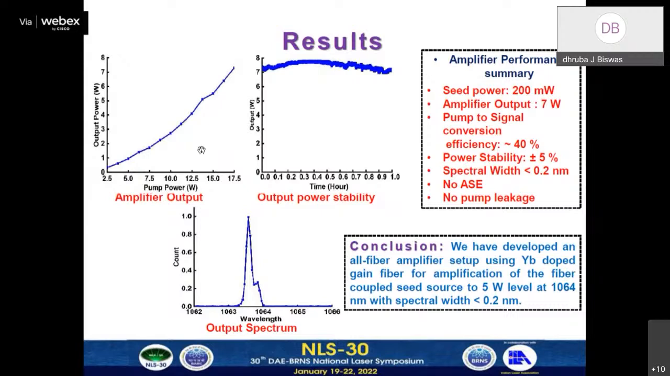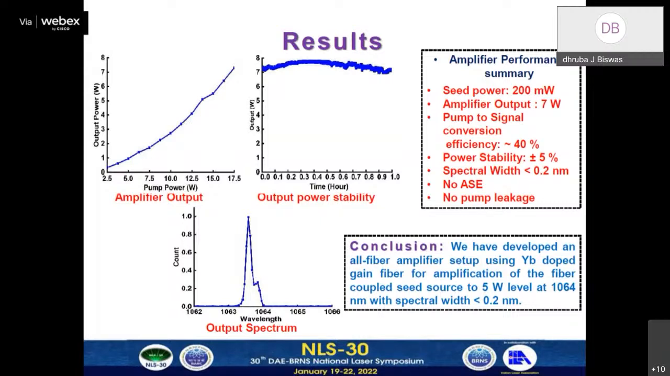Now, here I will summarize the result obtained from the amplifier. Now, it can be seen from figure 1 that amplifier output increases with increase in the pump power. And corresponding to around 17 watt pump power, we got more than 7 watt output, which corresponds to a 40% conversion efficiency. And this 7 watt is polarized.